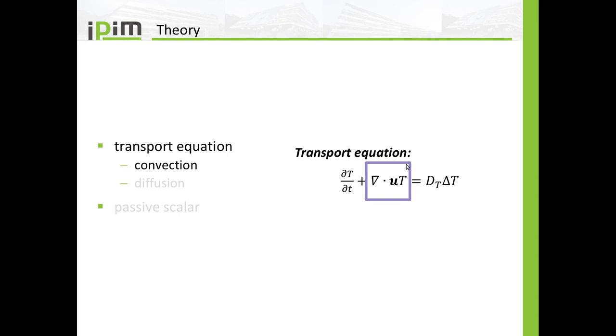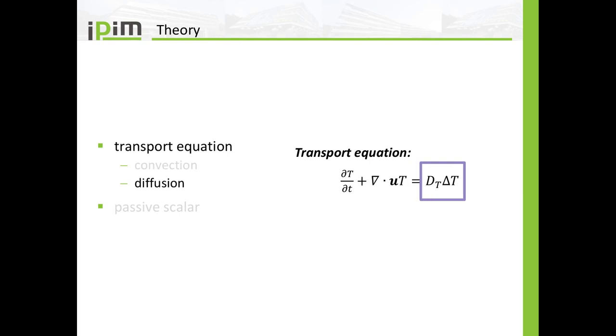So if you think of this value of the scalar T as, for example, the temperature, then we assume an isothermal flow field that does not change with time and is temperature independent. This means that the density, for example, or the kinematic viscosity are independent of temperature. And we assume a stationary velocity field.